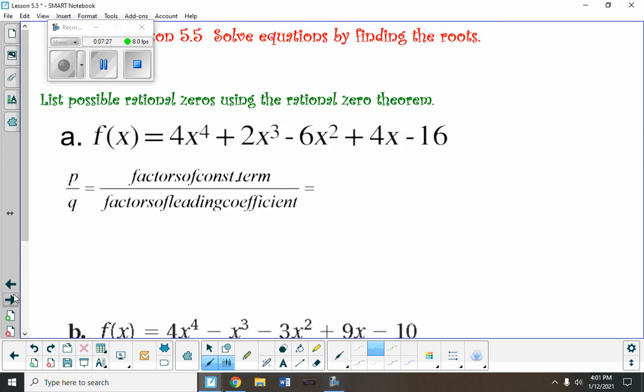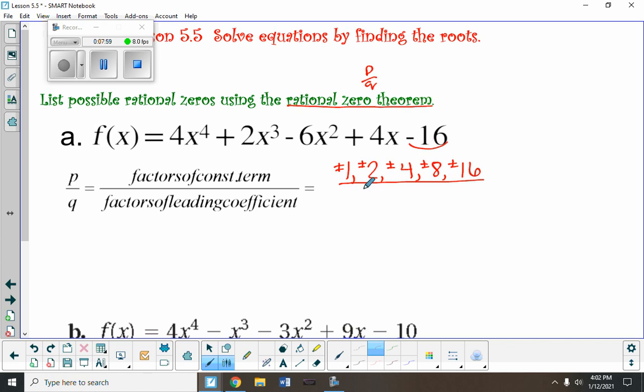Okay, so now let's go ahead and do another problem like that. It says list all possible rational zeros using the rational zero theorem. So when you see rational zero theorem, I want you to think the P over Q, okay? So P is the factors of the constant term. So that would be factors of 16 are 1, 2, 4, 8, and 16.